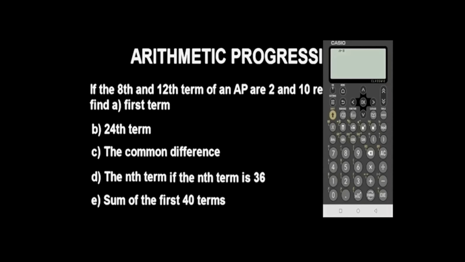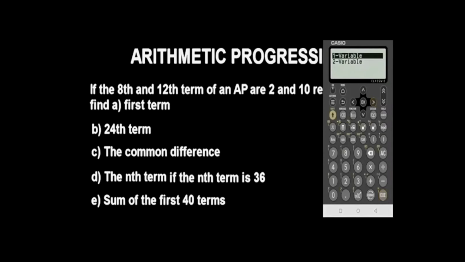So to reset, press the setting button, then navigate to reset. When you get there, press execute. Go to initialize or execute again. Alright, we're good to go. Now the next thing to do will be to put the calculator in statistics mode. So navigate to statistics tab. This is statistics, press execute.